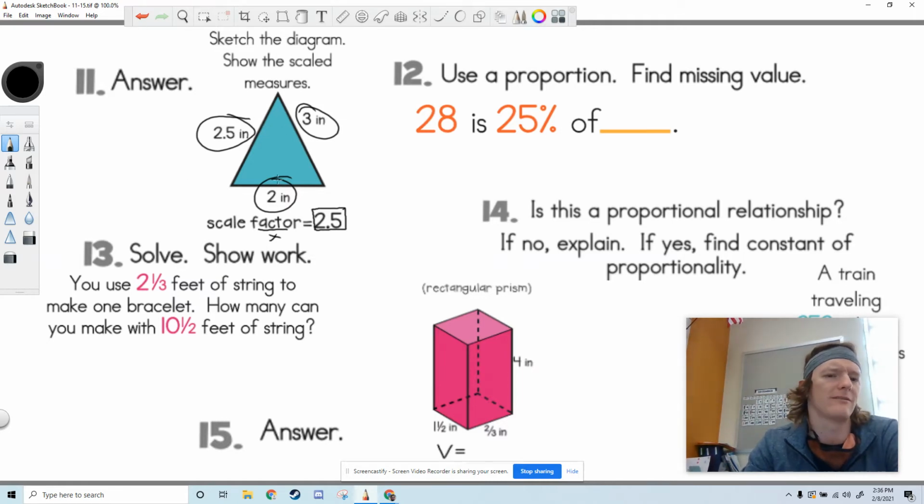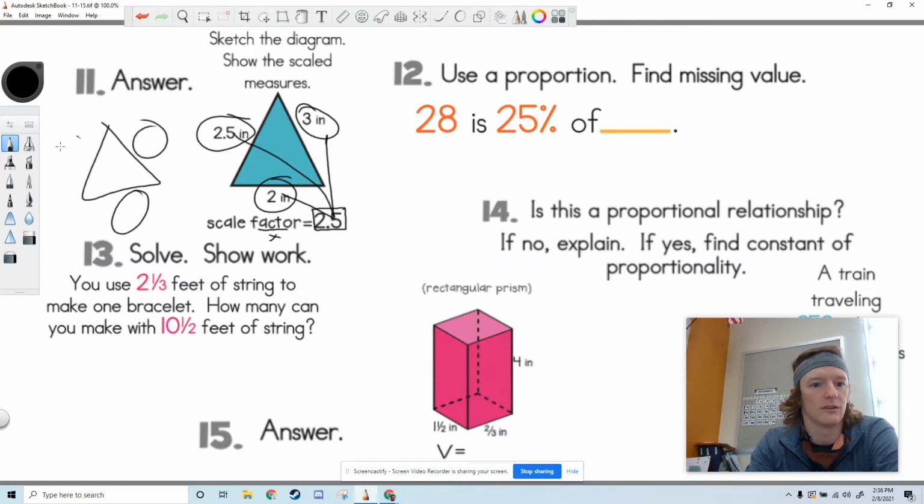This is like a blueprint for a house, or like if you've ever seen a fire exit plan in your classroom. It's not an actual size drawing of our class, of our school. It's a scale drawing. It's a smaller version of it. So this is a smaller version of our triangle, and the real one is 2.5 times larger. So you got to multiply 2.5 by that, and by that. You give me a new triangle with new numbers. Don't forget to label inches.